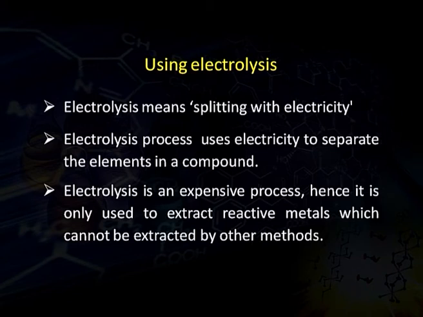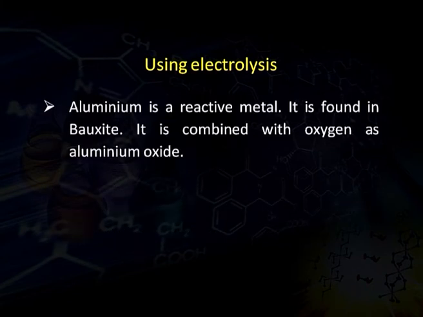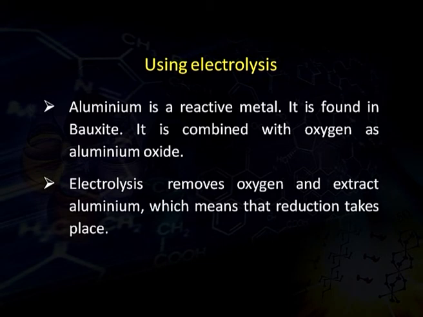Aluminium is a reactive metal, and aluminium is found in nature in the form of bauxite, which is combined with oxygen as aluminium oxide, the alumina Al2O3. Electrolysis removes oxygen and extracts aluminium, which means that reduction is taking place because it is again utilizing the removal of oxygen. Let us see the extraction of copper.